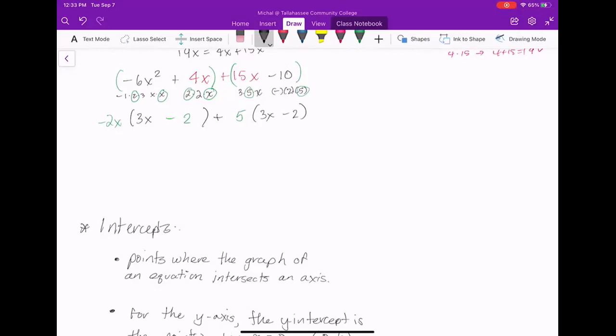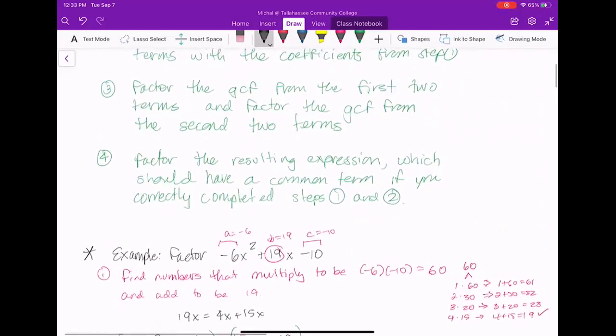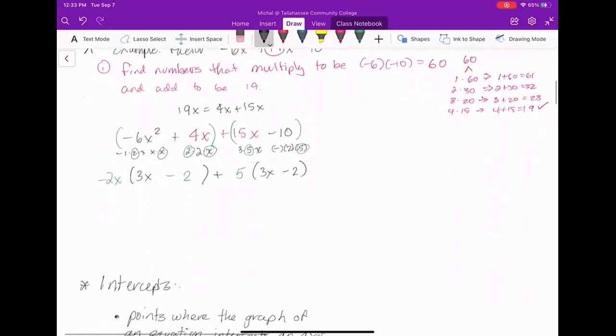But now the last step, the third step up here, is to factor the resulting expression. And I should have a common term as long as I correctly completed steps 1 and 2, which I do. 3x minus 2 is in both terms, so that's what I'm going to factor out. So I get 3x minus 2 times each of the factors that have not been accounted for, so times negative 2x plus 5.